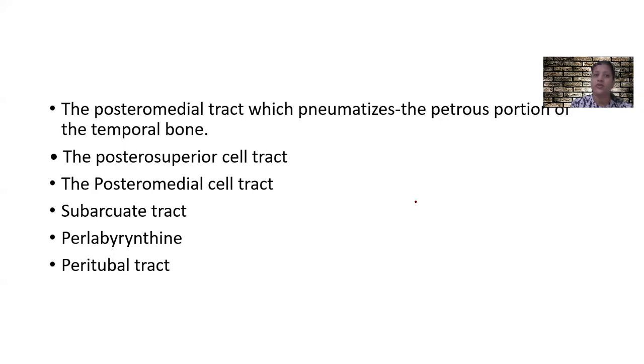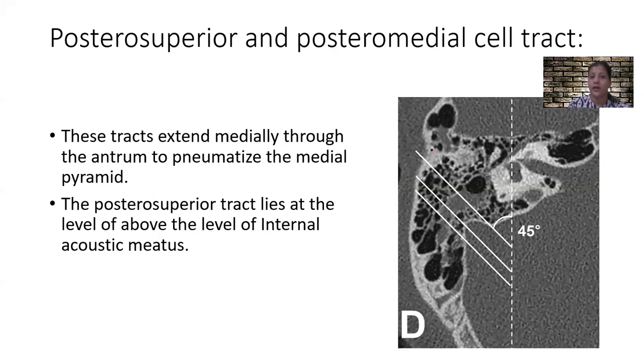In the posterior, we have the posterior-medial type of pneumatization, which is subdivided into the posterior-superior cell tract, the posterior-medial cell tract, the subarcuate tract, the perilabyrinthine tract, and the peritubal tract. I will be discussing in brief each of these cell tracts. The first ones are the posterior superior cell tract and the posterior medial cell tract.